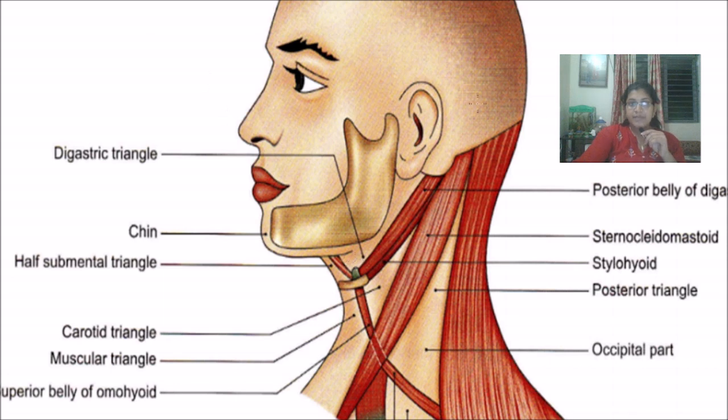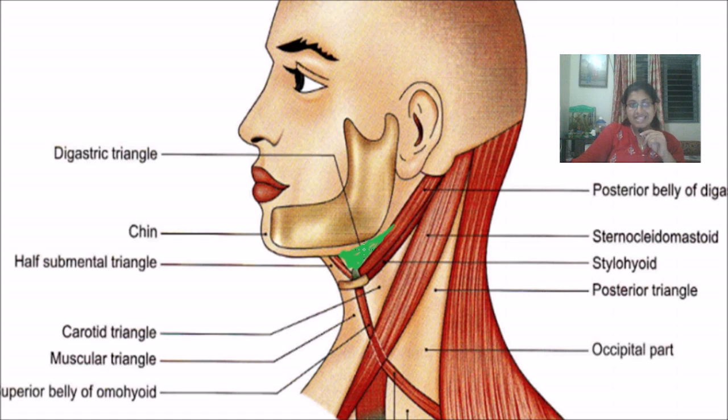Coming on to the submental triangle. So this is our submental triangle. The submental triangle is actually the median triangle. It is in the center, isn't it? So it is called the median triangle.